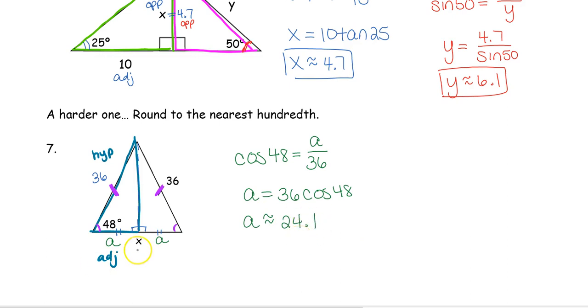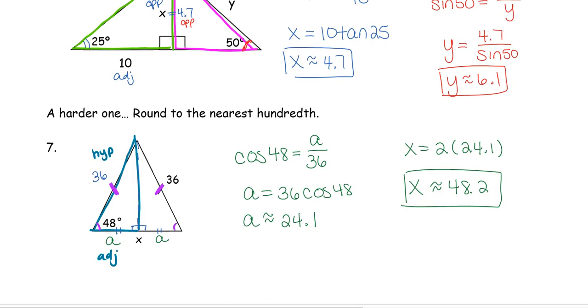Now our job here is to find x. X is found by two of those. So x is equal to 2 times 24.1. So x is going to be about 48.2. All right, that was your last problem for your video on solving for the side lengths.